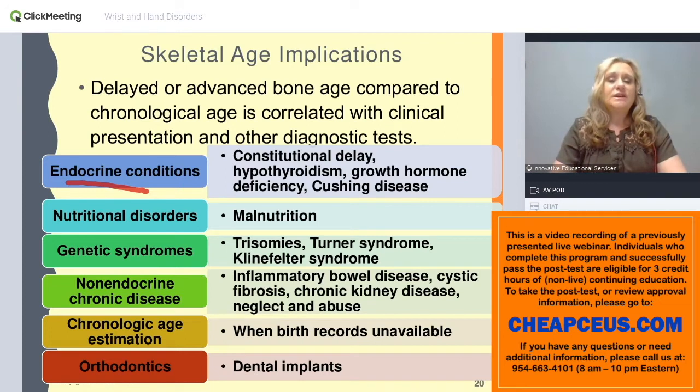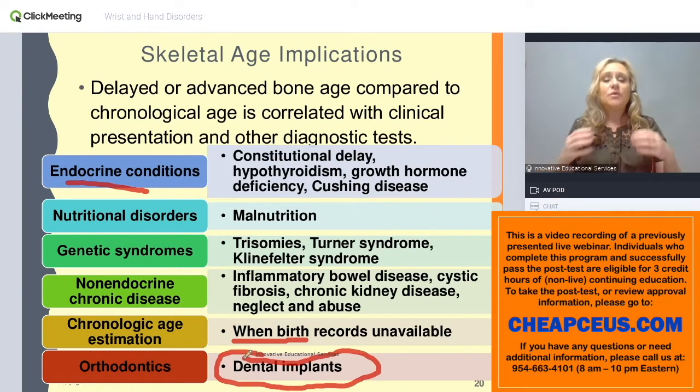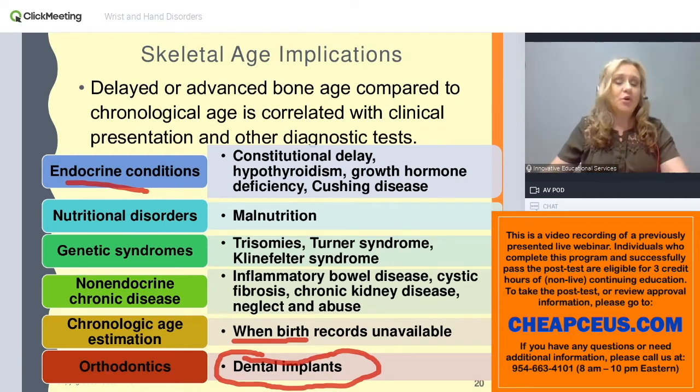So they're looking to see a chronological age for the individual and what their bone age is compared to that. So it's also utilized when birth records are not available. If you are working with individuals who have maxillofacial pathologies for dental implants, they want to make sure that skeletal maturity of the mandible has been reached, and they can sometimes utilize that X-ray of the hand to gather more information about that to see when permanent dental implants could be safely utilized.